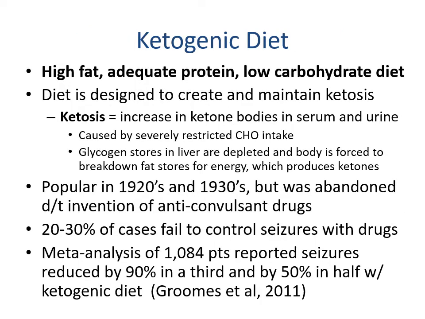The true ketogenic diet is a high-fat, adequate protein, low-carbohydrate diet designed to create and maintain ketosis. Remember, we're looking at nutritional ketosis, which is an increase in ketone bodies in the serum and urine, caused by severely restricting carbohydrates. Glycogen stores in the liver and skeletal muscle are depleted, and the body is forced to break down fat stores for energy, producing ketones. This was a popular treatment in the 20s and 30s, but was abandoned with the invention of anticonvulsant drugs. Once we invented phenobarbital, we got such good results that they stopped the research on the ketogenic diet. But 20 to 30% of cases fail to control seizures with medication.